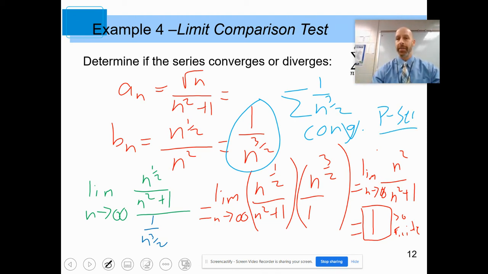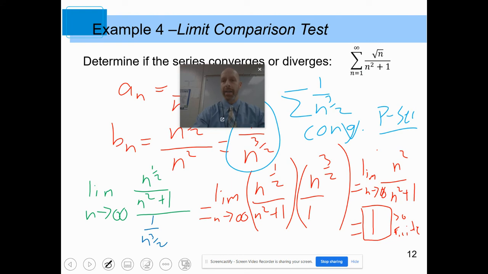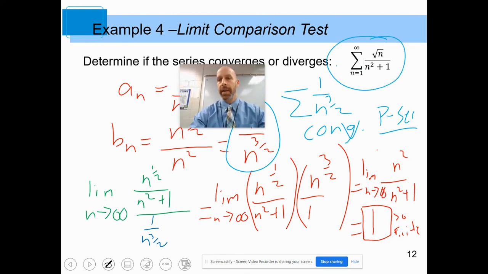Since that is a convergent p-series, I can conclude, this is my final answer now, this series converges by the limit comparison test. And there you go.